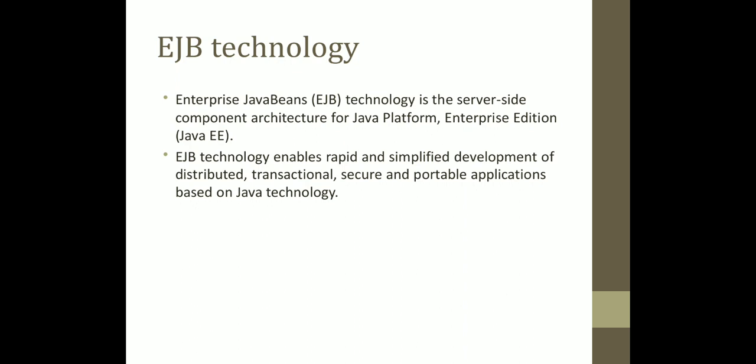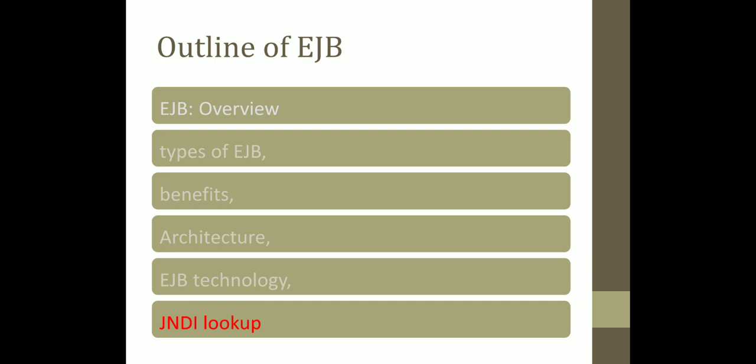So EJB containers must support both container managed ACID transactions and bean managed transactions. The container managed transactions are by default active for calls of session beans, and no explicit configuration is needed for them. So this behavior may be declaratively tuned by the bean via annotations. So the next part is JNDI lookup that we will continue with in the next session.